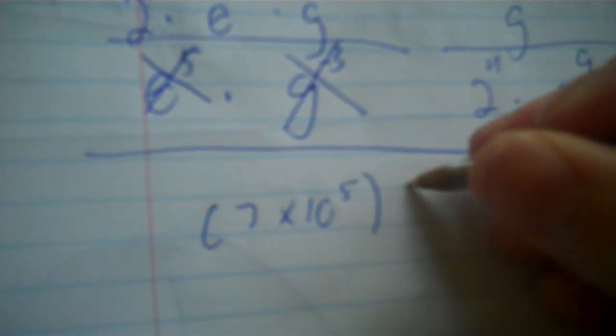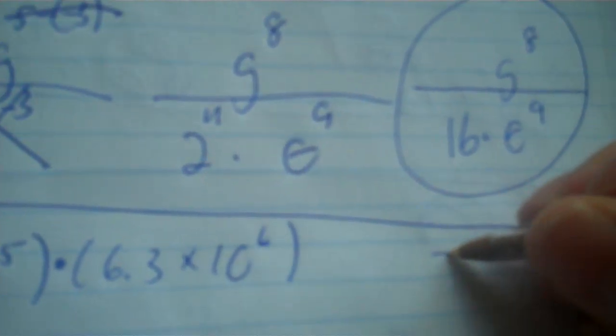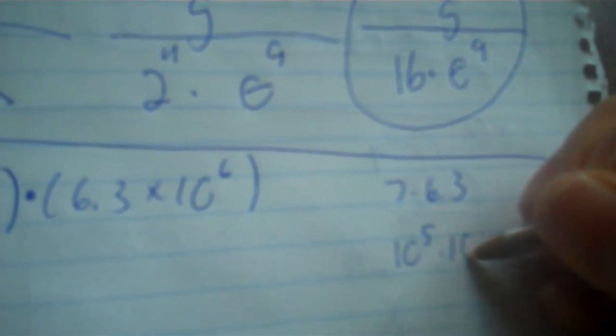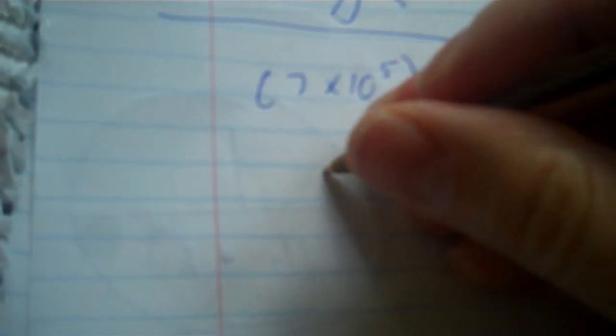Okay, now the next directions is about scientific notation. It says simplify each expression and write each answer in scientific notation. So the first one we got 7 times 10 to the 5th, and then 6.3 times 10 to the 6th. So this is a multiplication. So we take the 7 times the 6.3 and the 10 to the 5th times the 10 to the 6th. Okay, so 7 times 6.3, 44.1, so write that down.